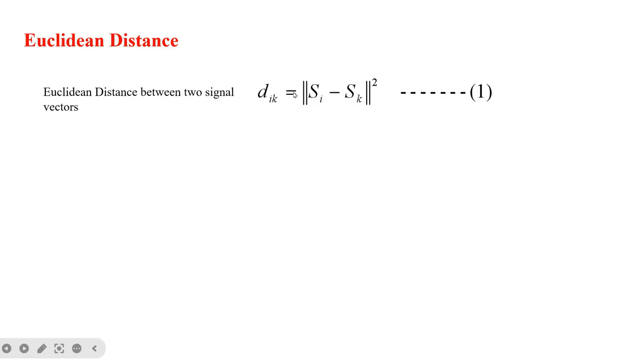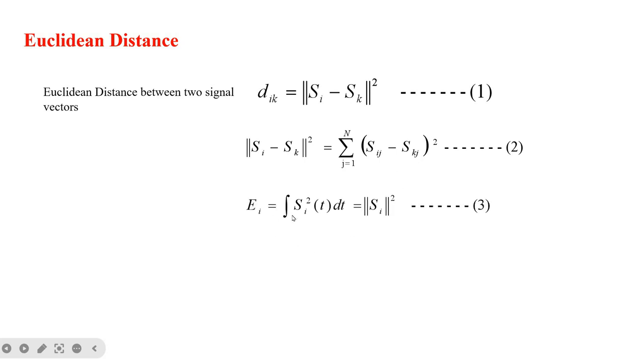Okay, so this d_ik is nothing but the distance between Si and Sk. Now we know that this can be written as ||Si − Sk||², which can be written as the summation over j equals 1 to n of (Sij − Skj)². We'll take this as equation number 2, and this is equation number 1.